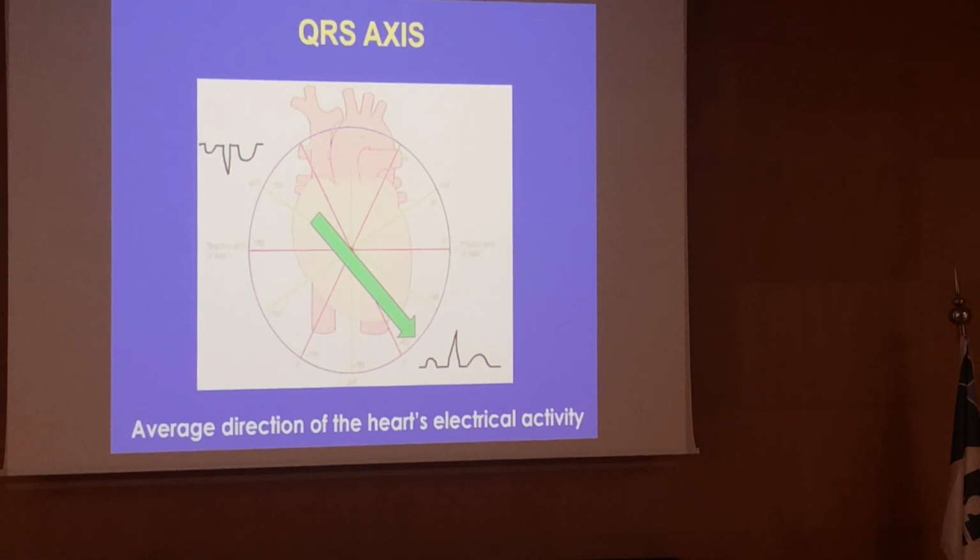The one that is going towards the lead 2, which is 60 degrees, right? So activity of the heart spreads everywhere. However, the net of that activation is our cardiac axis or vector, and this is the one we look forward to see if the axis is normal or whether we have right axis or left axis deviation. So average direction of the heart's electrical activity is the axis.